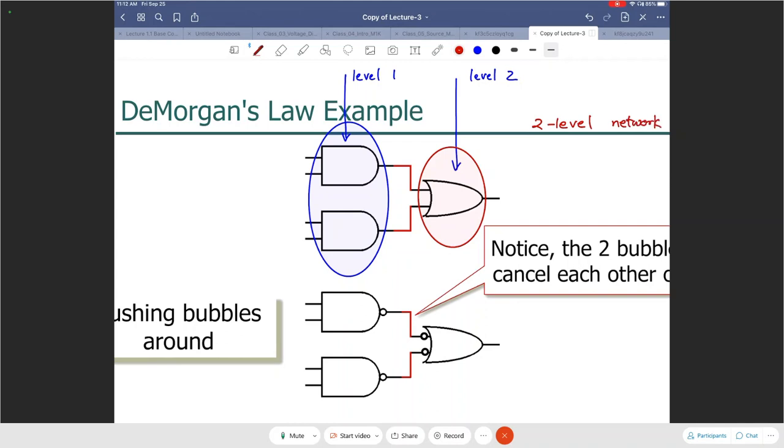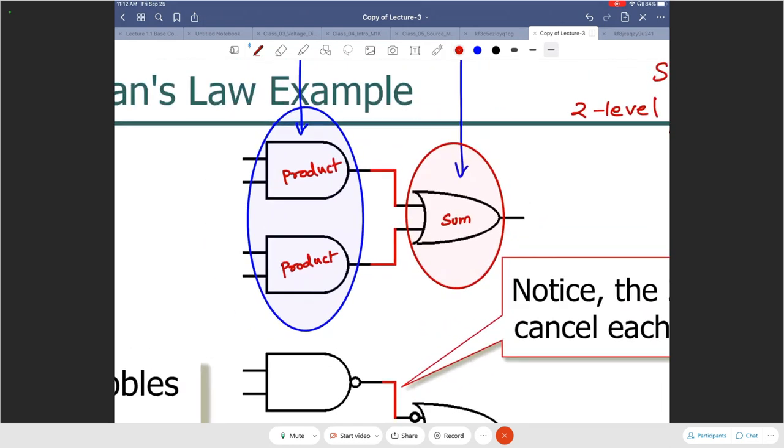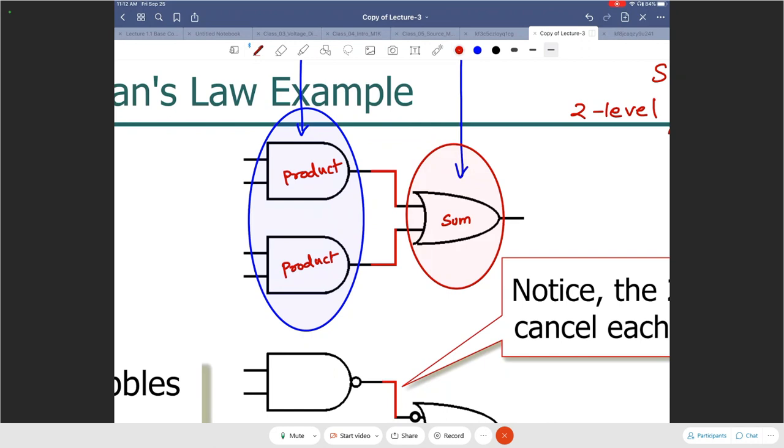It is actually a two-level sum of products network, because this is doing the sum and this is doing the product. Not the arithmetic product, the logical product, which is AND. Not the arithmetic sum, the logical sum, which is OR. Now, let us try to take a look at this and see how we can push bubbles through.